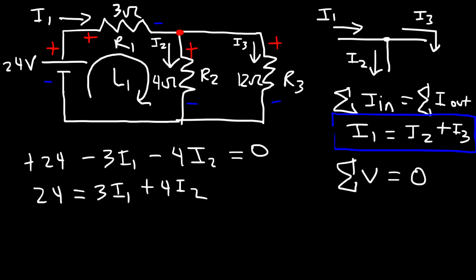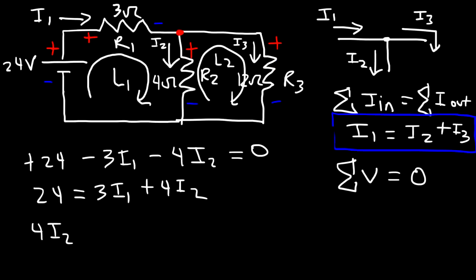Now let's move on to the second loop. So we're going to go in this direction. That's going to be loop 2. So initially, we're going up through R2 towards the positive sign. We're going against the current. And so since we're going from negative to positive, that's going to be a voltage lift. And so the voltage lift is going to be I2 times the resistance of 4. So it's 4I2. And then following the loop, we're going in this direction through R3.